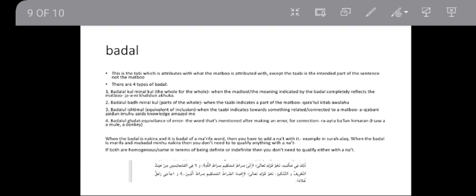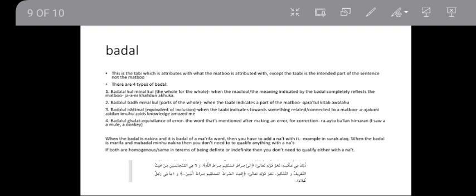So badal is basically a word which is attributed with whatever the word its matbu', or the word it's following, is attributed with. However, in this instance, the tabi' itself is the main focus and the intended part of the sentence, not the matbu'. This will become more clear when we go through the types and examples. There are 4 types of badal. The first one is badalul kull min al kull, so the whole for the whole.